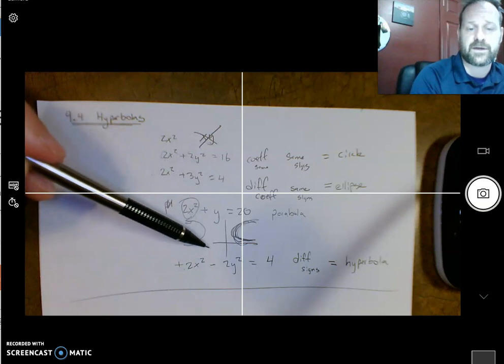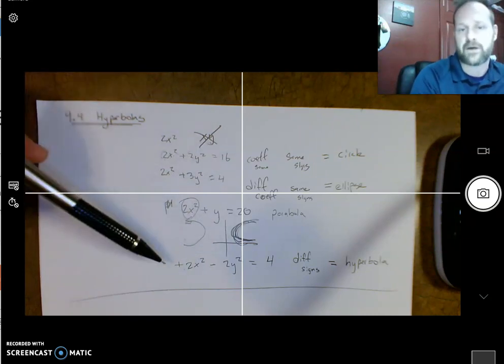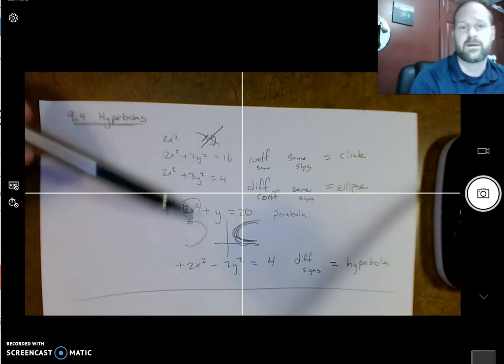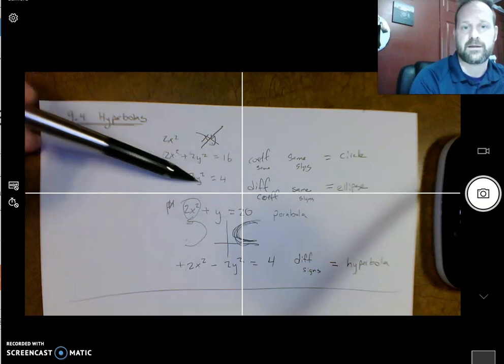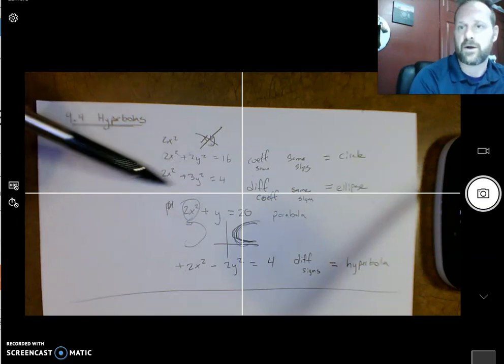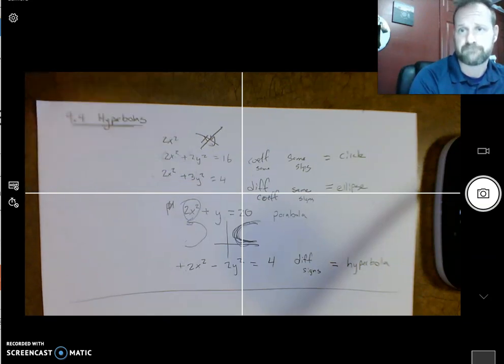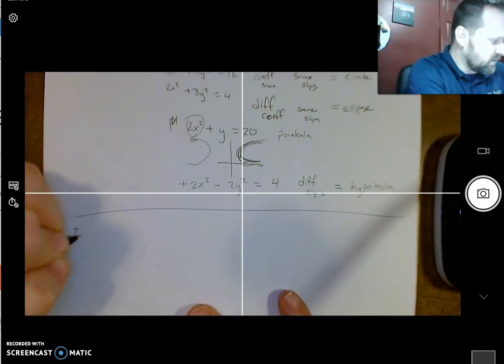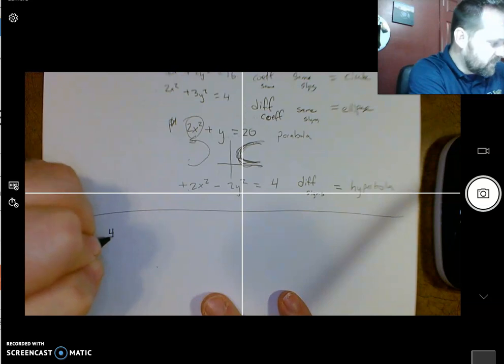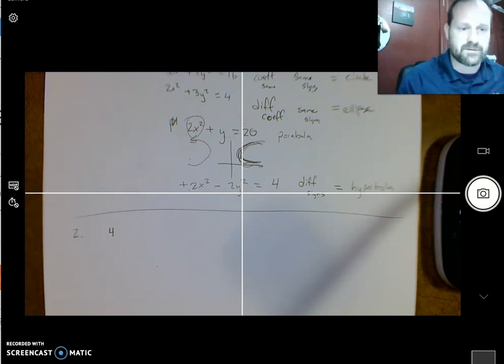This one, differing signs, coefficient doesn't matter. They can be different or the same. Ellipse, different coefficients. Okay. They have to be different because they're going to be long in the y or long in the x. If they're not different, they're a circle. Okay. All right. This is number 2, I believe, in your book. I'm going to go ahead and pause the video here.